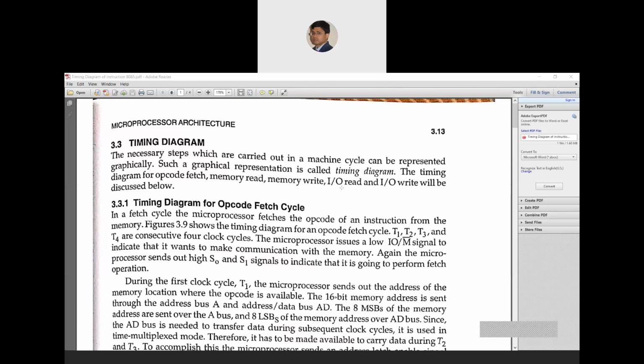There are different kinds of machine cycles in 8085: opcode fetch, memory read, memory write, IO read, and IO write. We will discuss the different timing diagrams step by step. The document that I have shared with you is actually part of a book. You can refer to this document, or you can refer to the book also.